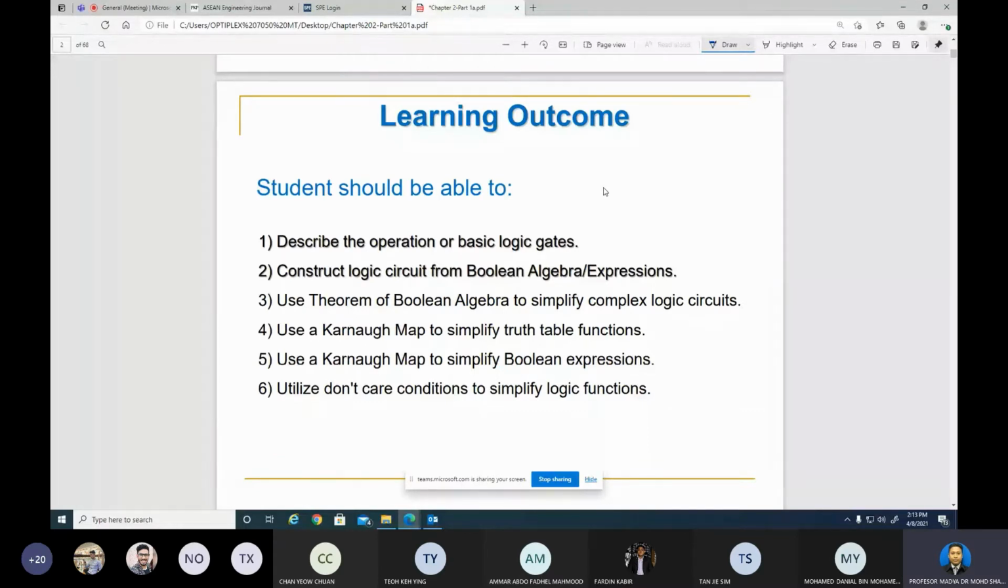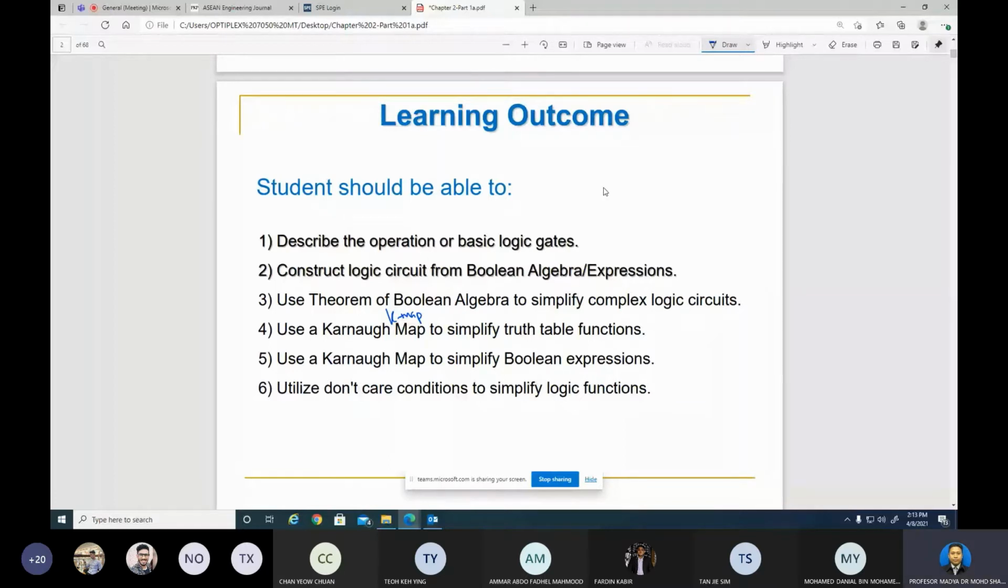For example, we have a lot of Boolean expressions. How do we simplify this Boolean expression to a simple one? That's why we have to use the theorems of Boolean algebra. Right. Next, we use the Karnaugh map, or sometimes we call it the K-map. For simplicity, I use K-map. K stands for Karnaugh, to simplify the truth table function. Right, and then use the K-map to simplify the Boolean expression. That means the K-map simplifies both the truth table and the Boolean expression.